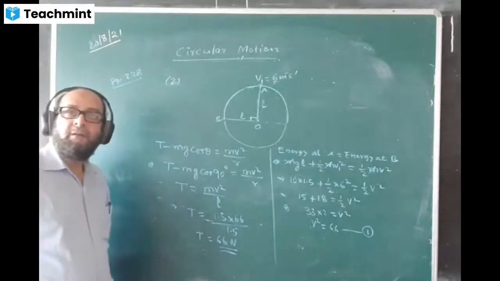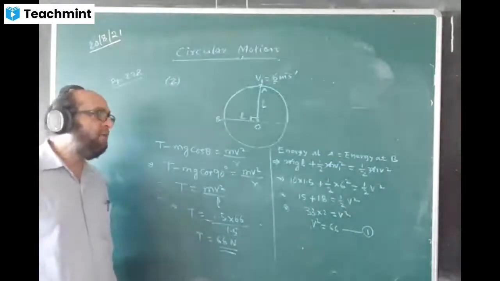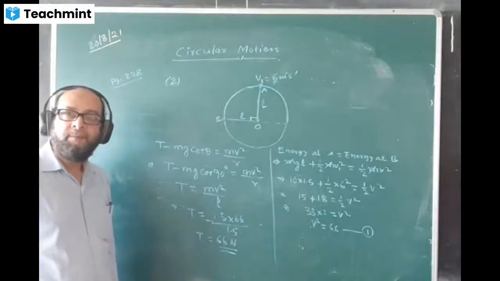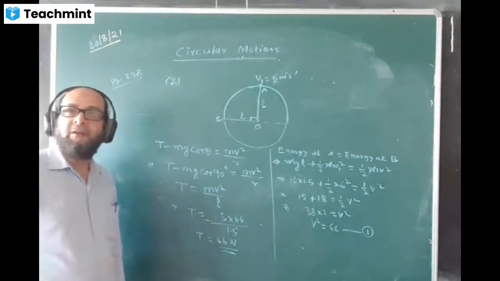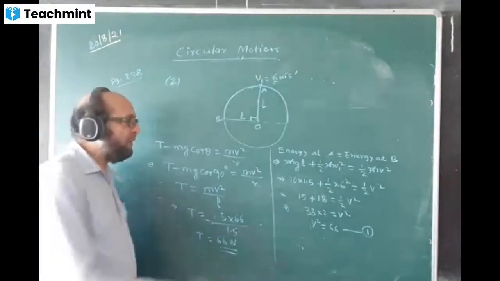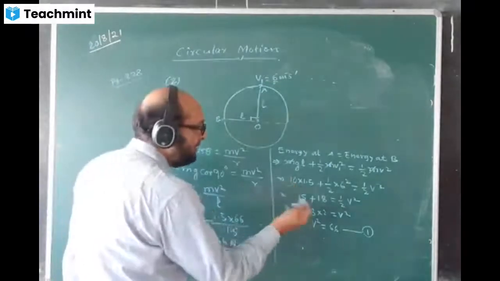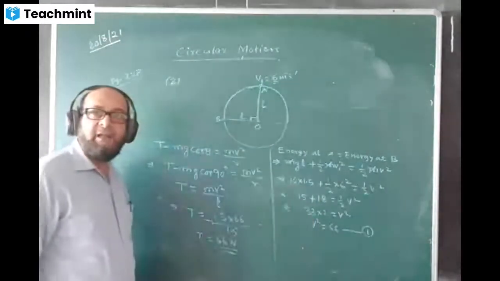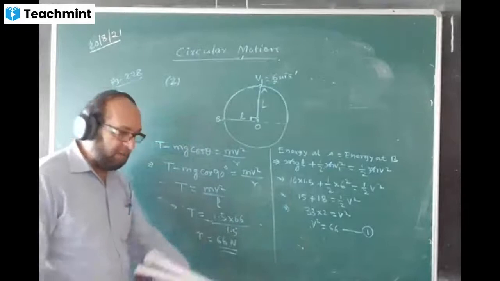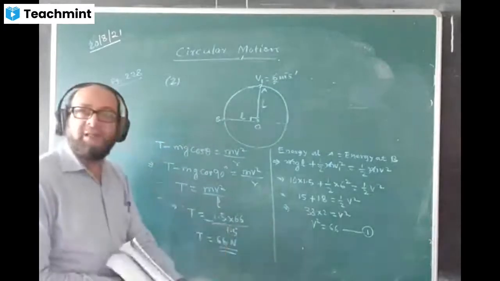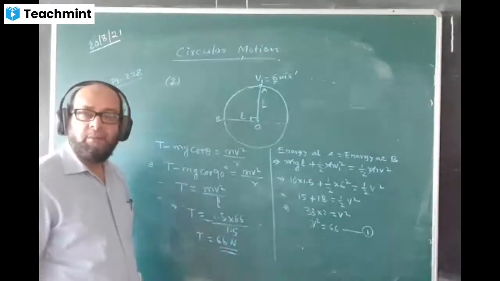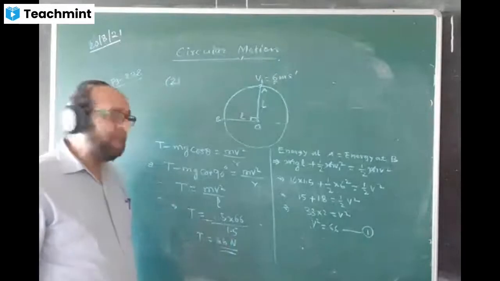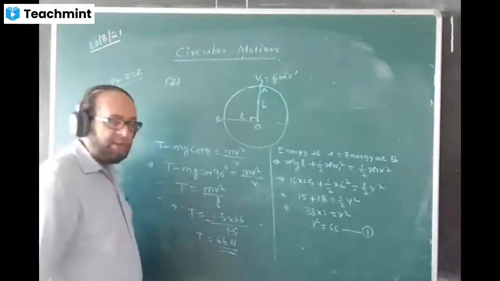In the question, the value of g was given as 9.8. If you take 9.8 here, the answer will vary slightly; it will come slightly less. 65.4 is the answer given in the book, and that answer will come. If I take the value of g as 10, the answer will come exactly 66.